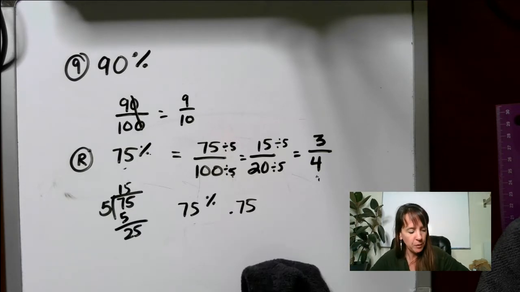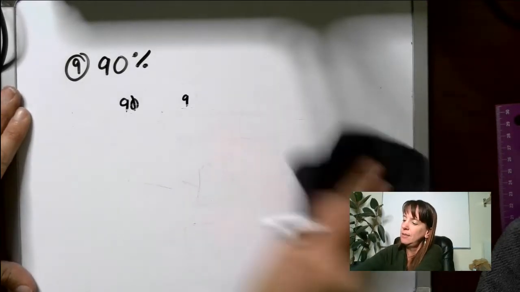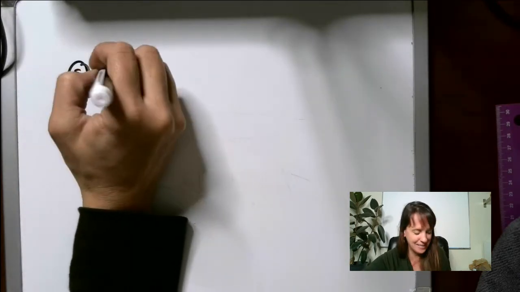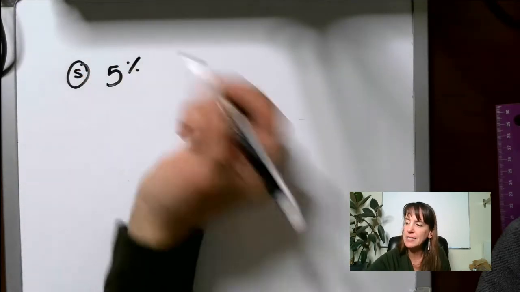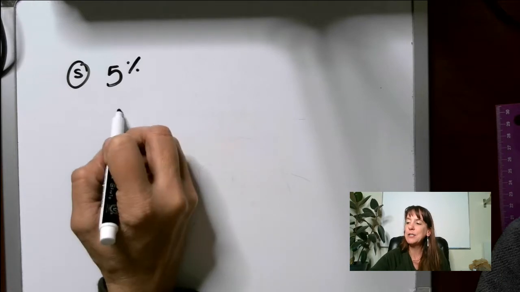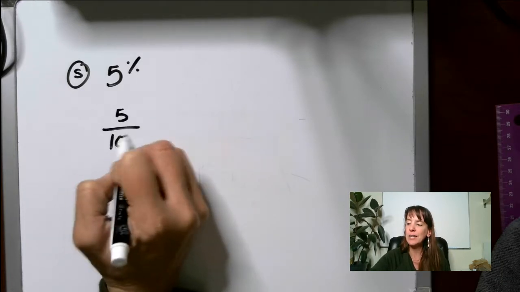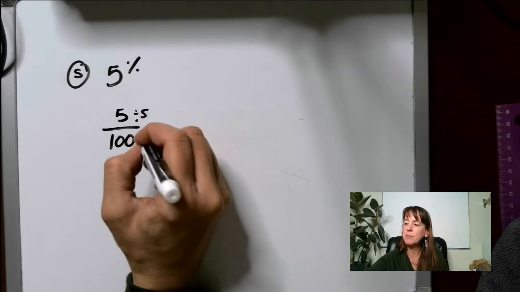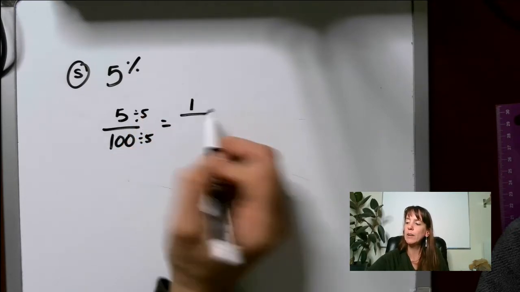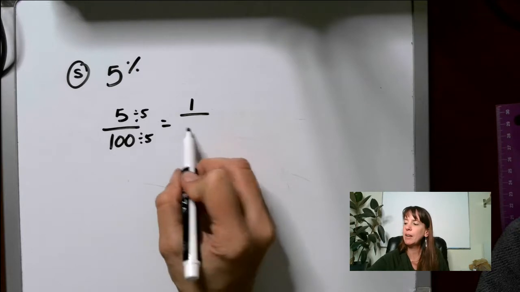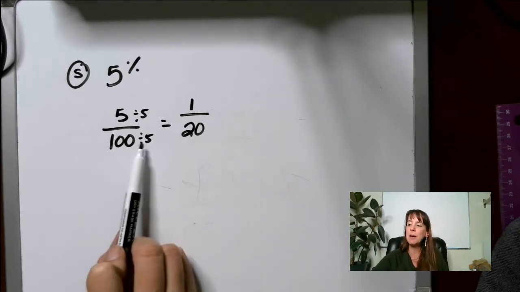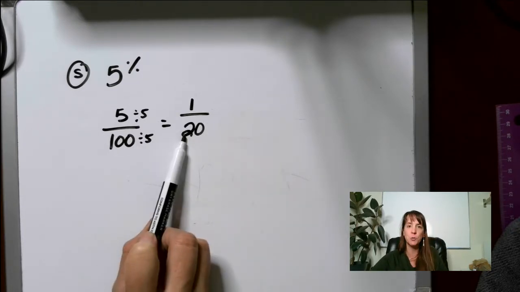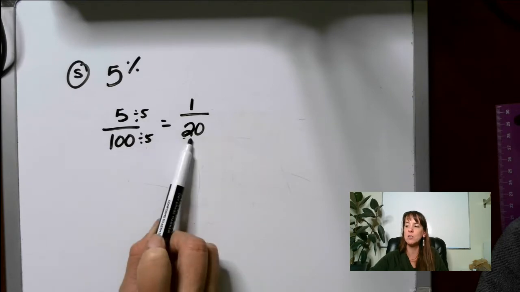All right, so for number 8, not 8, I'm sorry, that's S. 5%. Guys, if we do this over 100, now we have a 0 and a 5. We can divide by 5. Divide by 5 up top, divide by 5 on the bottom. We get 1 over, and 100 divided by 5 gives us 20. If you think about it, 10 divided by 5 is 2, so 100 divided by 5 is 20, 2 with a 0.